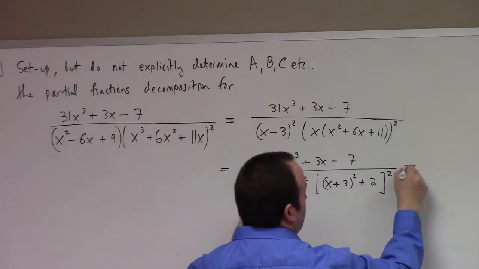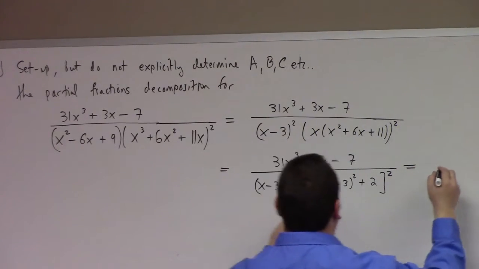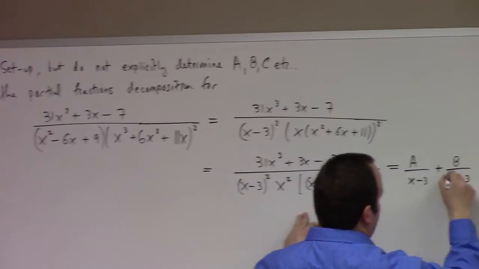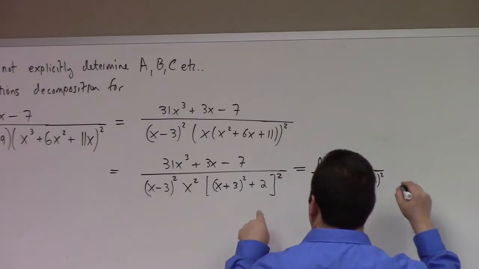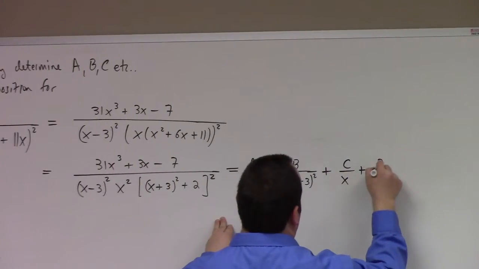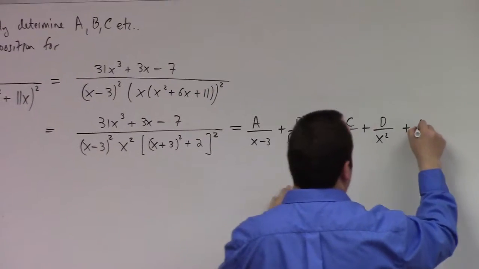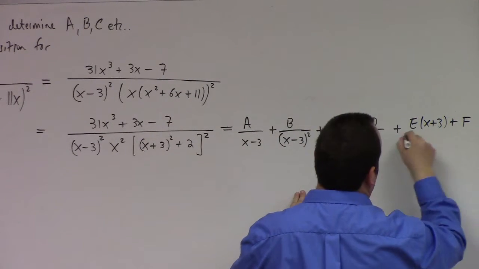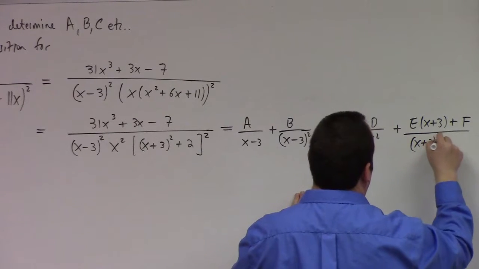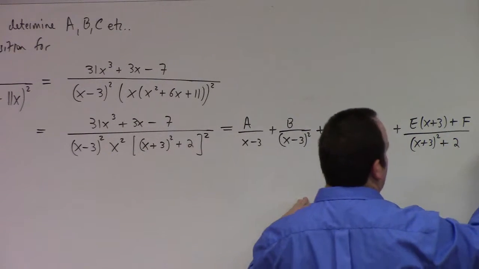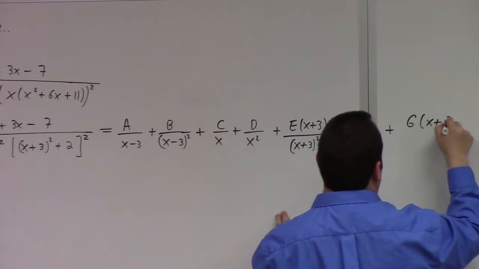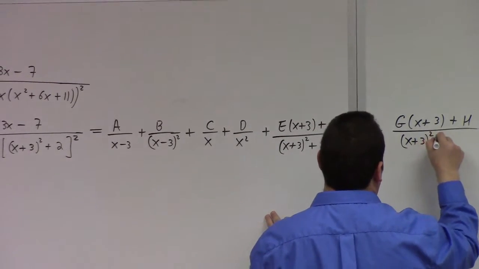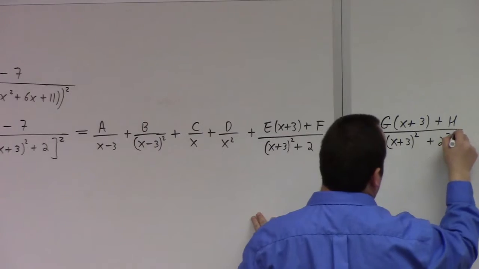All right, so the partial fractions decomposition for this is going to be something like A over x minus 3, plus B over x minus 3 quantity squared, plus C over x plus D over x squared, plus E times x plus 3 plus F over x plus 3 quantity squared plus 2, plus G times x plus 3 plus H divided by x plus 3 quantity squared plus 2 denominator squared.